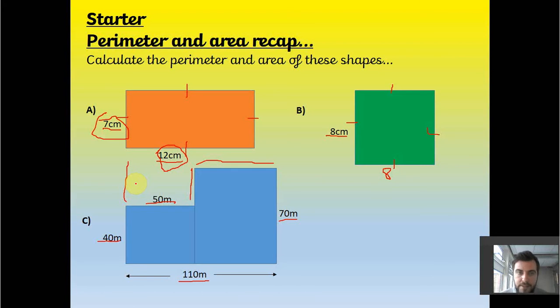Okay, welcome back everyone. Let's see how we got on. Working out the perimeter first, we need to add all the sides up. So we know that's 7, we know that's 7. They're parallel, so that would also be 12. And then we simply add them up. Okay, so double 7 will give me 14.